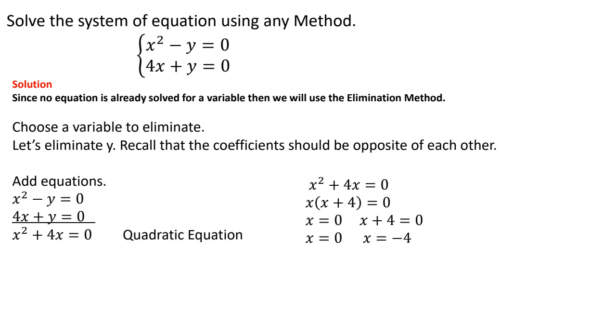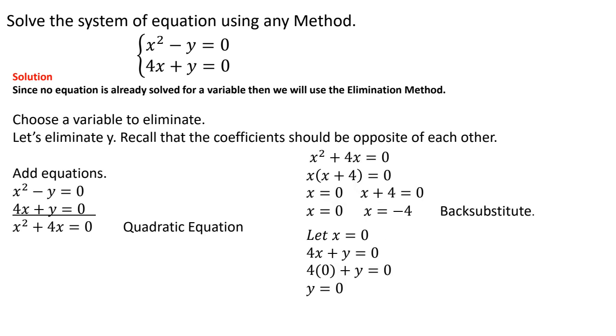Okay, so I have two values for x. To get my y value, I'm going to have to solve either of these two equations twice, one with a 0 and one with the negative 4. So let's start with our back substitution with x equals 0, and I'm choosing the second equation.